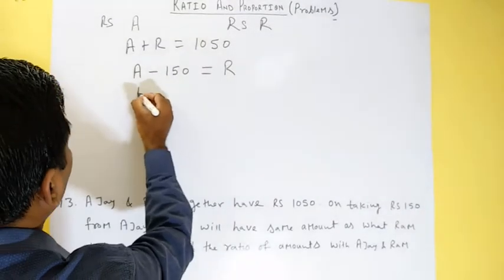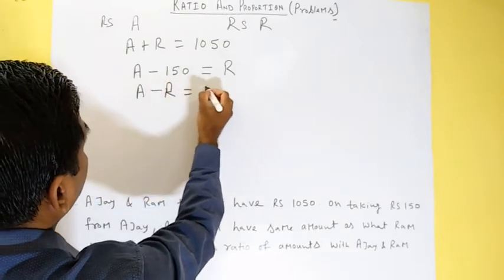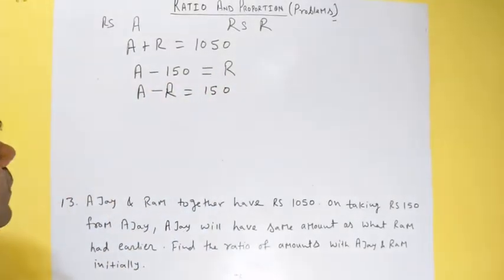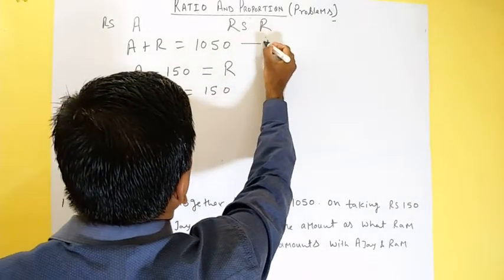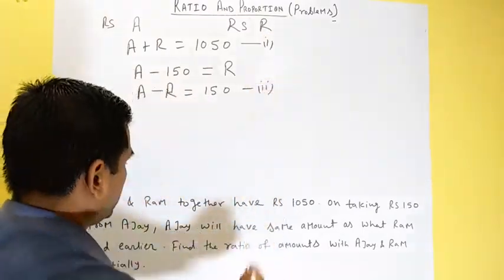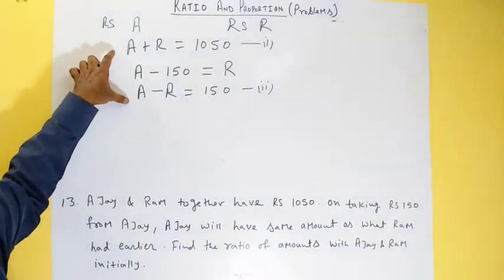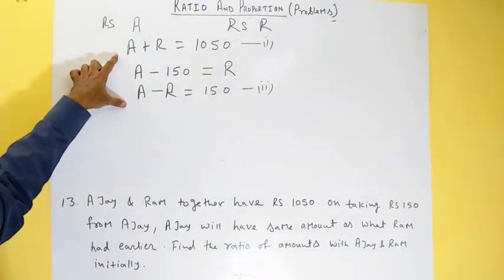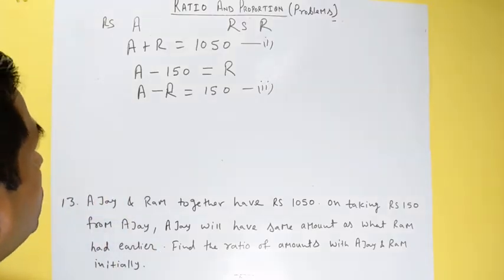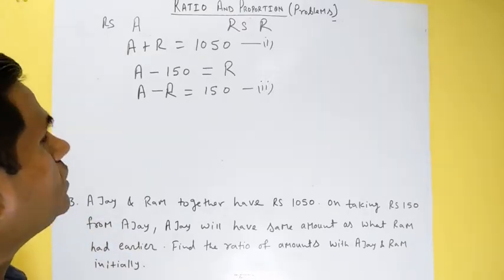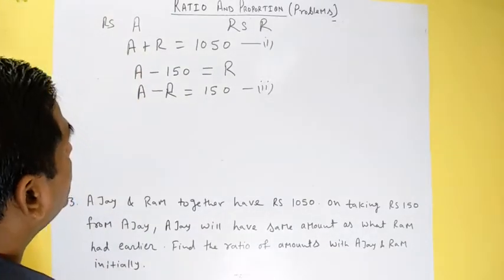Now in this equation, if we move R to this side, it becomes A minus R is equal to 150. Okay, so here we have two equations. This is equation number 1, this is equation number 2. Okay, now find the ratio of amounts with Ajay and Ram initially. So upon solving, we will get the amount that Ajay and Ram are holding. Then we can also easily find the ratio as well. So how to solve this equation? What we are going to do here is we will add these equations.